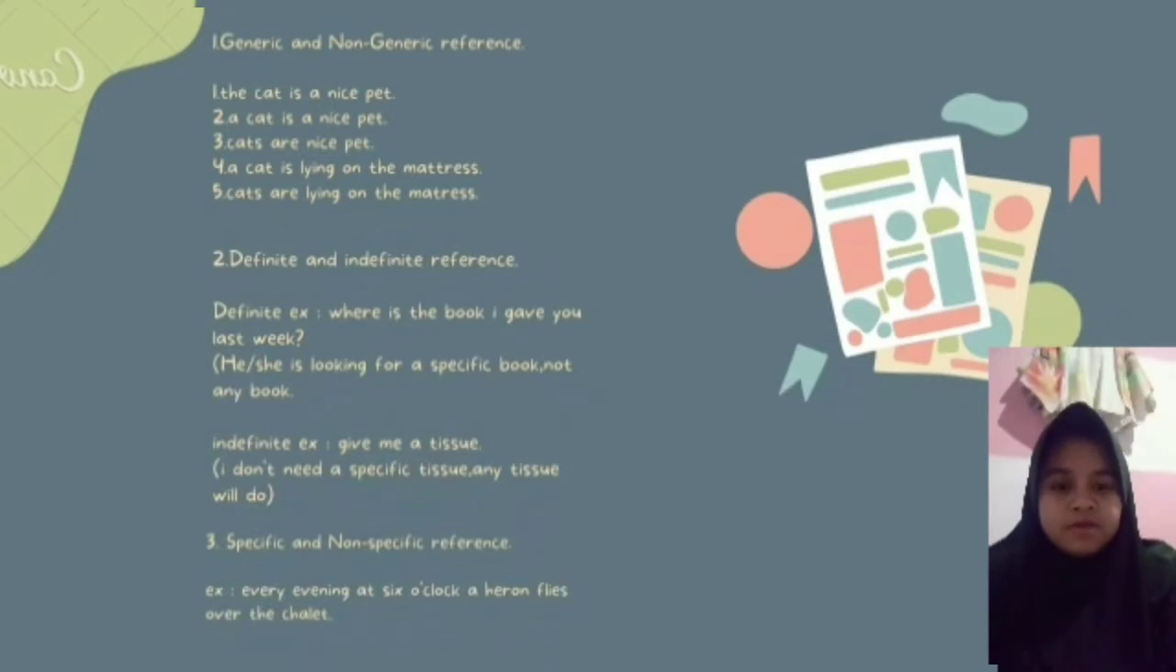Generic and non-generic reference. The meaning of the notion generic can be understood by observing the following. First, the cat is a nice pet. A cat is a nice pet. Cats are nice pets. A cat is lying on the mattress. Cats are lying on the mattress. Each of these phrases can be used to claim a generic proposition or one that says something about the class of cats as a whole, rather than a specific group or individual cat.